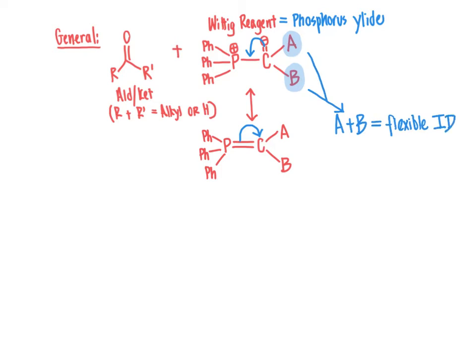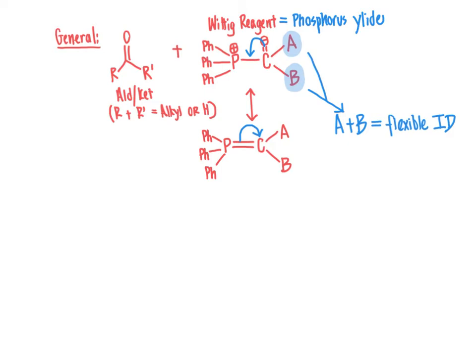So we're not constrained here to a specific small set of groups, like alkyl groups or hydrogens. Instead, what can be represented by A and B is pretty broad. And at this point, you can really think of a huge variety of the different functional groups that we have talked about so far this semester being possibilities as what can be there as A and B.